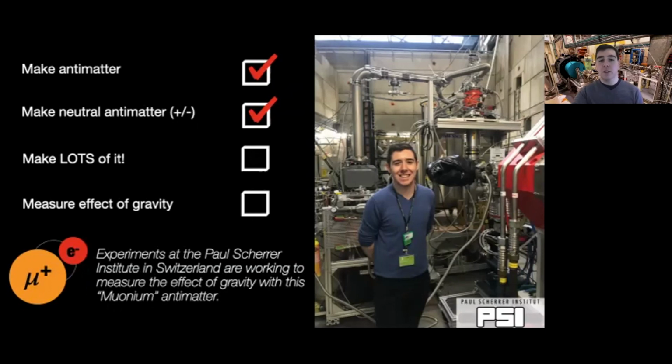So in 2018, I was involved in an experiment at the Paul Scherrer Institute to work on new ways to make this neutral combination of anti-muon and electron, which we call muonium. And we found some new materials that can be used to produce lots of it, enough so that hopefully a gravity measurement will become possible in the near future.